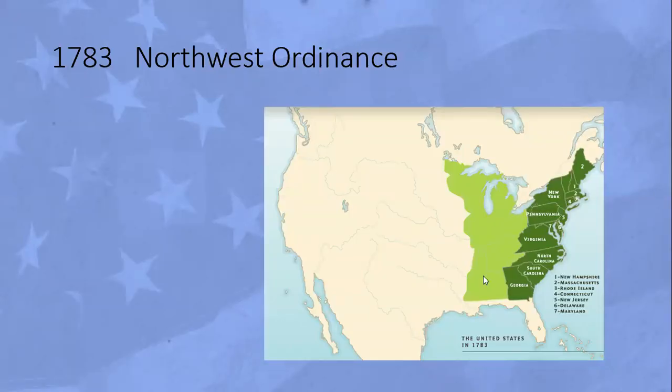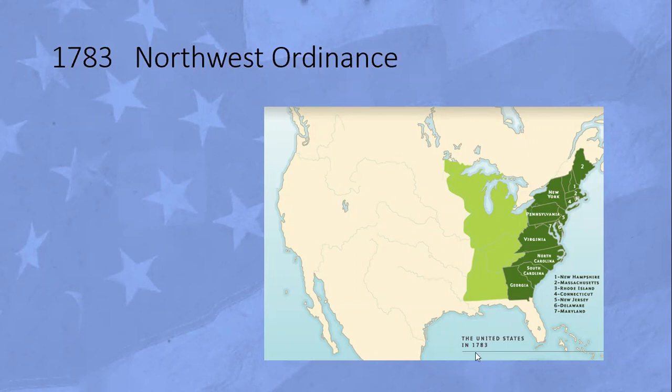Hello everyone. Today we're going to talk about one of the achievements of the Articles of Confederation, the very first constitution of the United States, specifically referring to the question of territorial expansion.